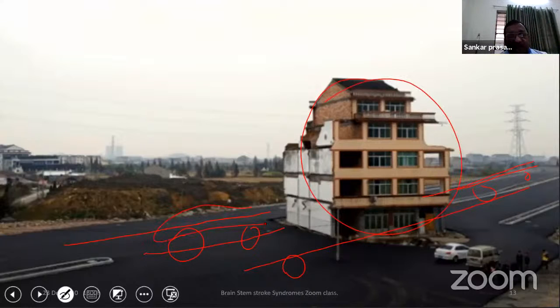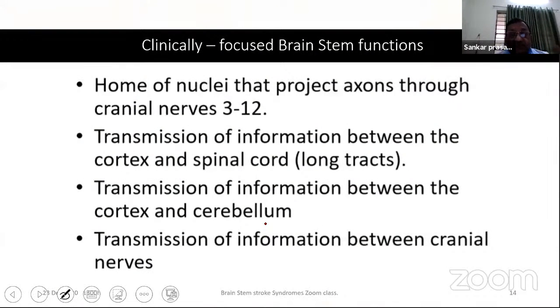Though you may have ataxia, you may have hemiparesis, you may have misalignment of the eyes along with other cranial nerve palsies. So that's the most important thing to learn. This brainstem is home of the nuclei that project axons through cranial nerves 3 to 12. That means the optic nerve is not there. This is the oculomotor nerve onwards till the hypoglossal nerve. The transmission of information is between cortex and the spinal cord because long tracts are involved.